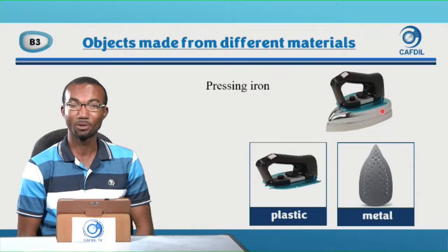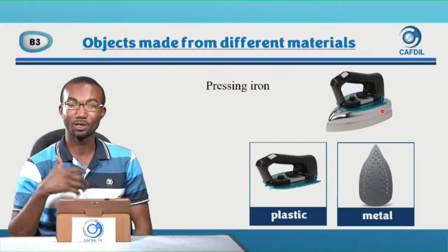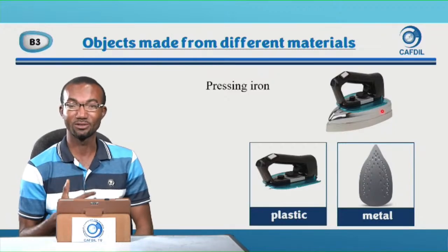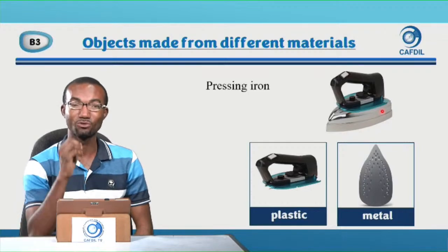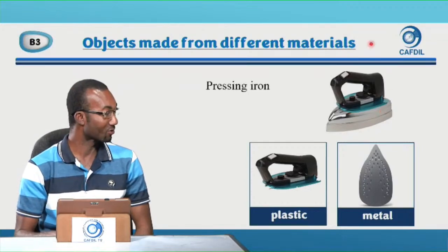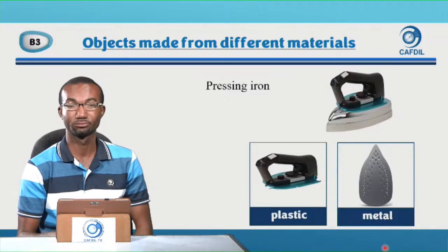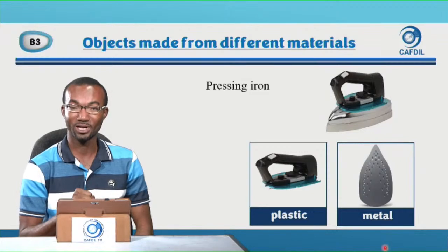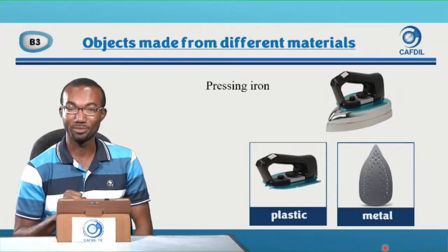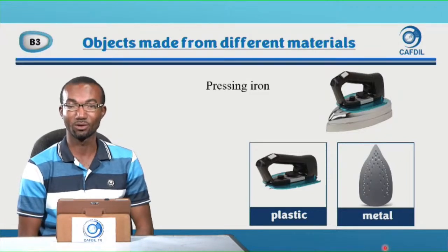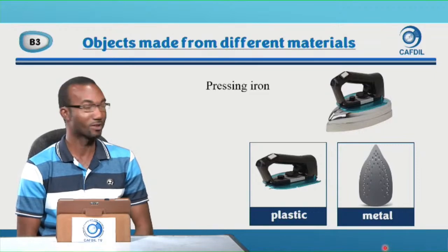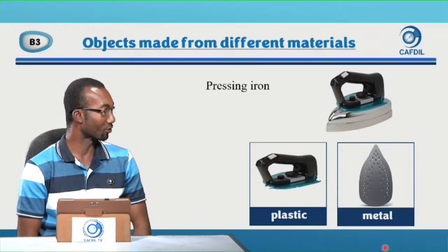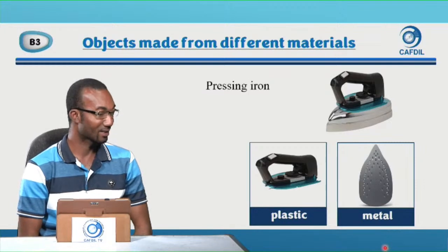You can't even plug it and use it. Because when we treated properties of materials, you could see that heat passed through metals, but it can't pass through plastic. That's why the handle is made of plastic, so that you can hold it and press your clothes with it, or iron your clothes with it. So this pressing iron is also made of plastic and metal.